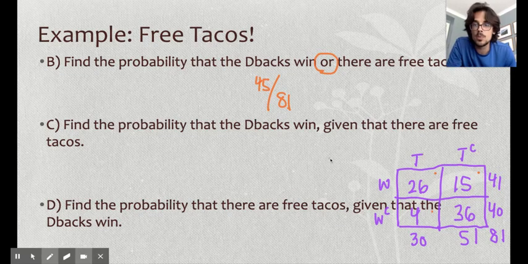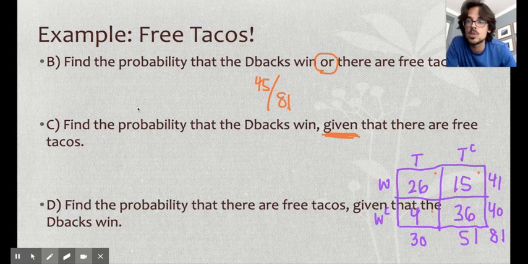Now, these next two problems here are going to be the new stuff that we're getting into. So when you read through part C, it says find the probability that the Diamondbacks win given that there are free tacos. This word given is really important. This word given is a signal that we're doing something called conditional probability. Conditional probability, we'll define it on the next slide, but it's basically built under the assumption that one of your events has already occurred. So we already know for a fact in this problem, there are going to be free tacos.